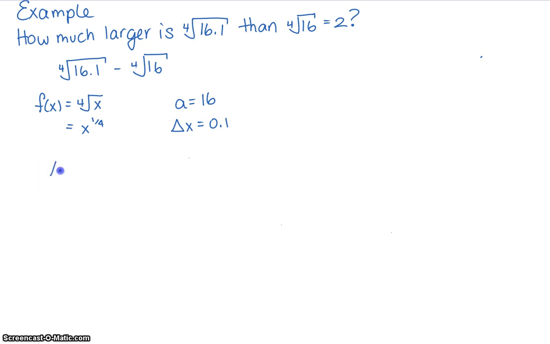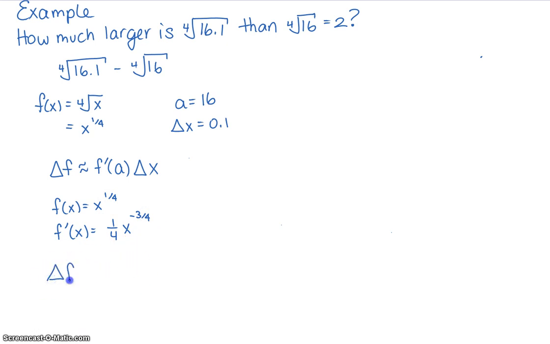So now we can write that the change in our function is approximately the same as the derivative at a multiplied by our change in x. So we do need to find the derivative. f of x right now is x to the 1/4, and therefore the derivative is 1/4 x, and you subtract 1, so it'll be negative 3/4. Our change in f is then approximately 1/4 x to the negative 3/4 times our change in x.